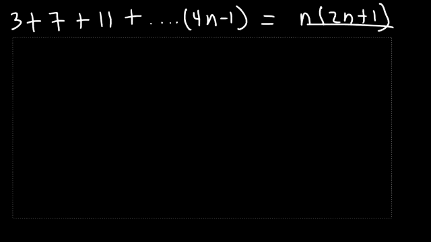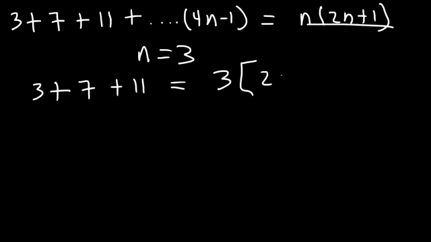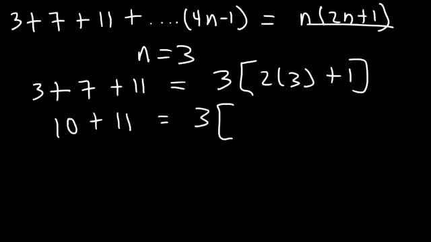Now, is it true for n equals 3? This time we need to add the first three terms. That's going to be 3 plus 7 plus 11. And on the right side, let's replace n with 3. So it's going to be 3 times 2 times 3 plus 1. Now 3 plus 7 is 10. 2 times 3 is 6 plus 1, that's 7. 10 plus 11 is 21. 3 times 7 is 21. So it's true for n equals 3.